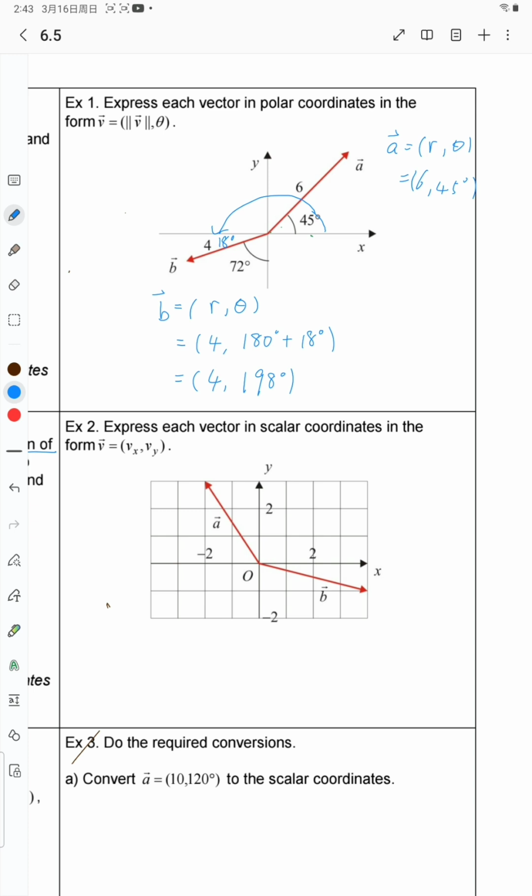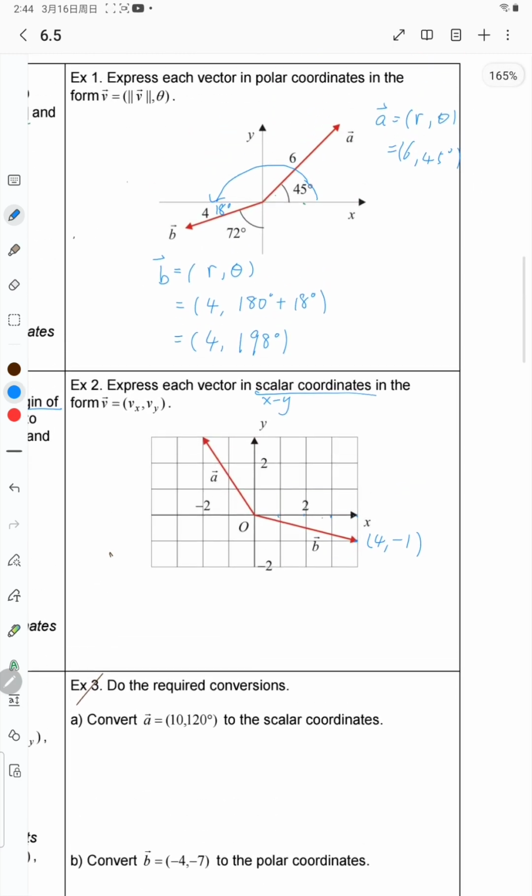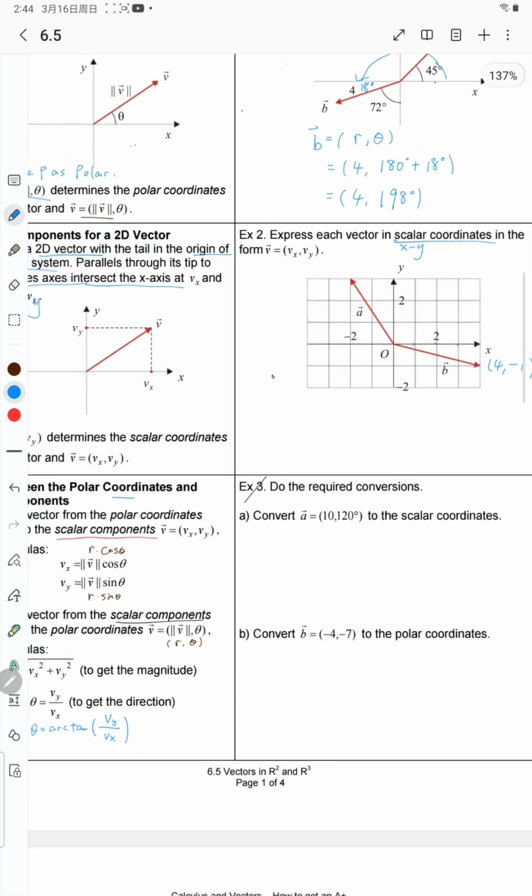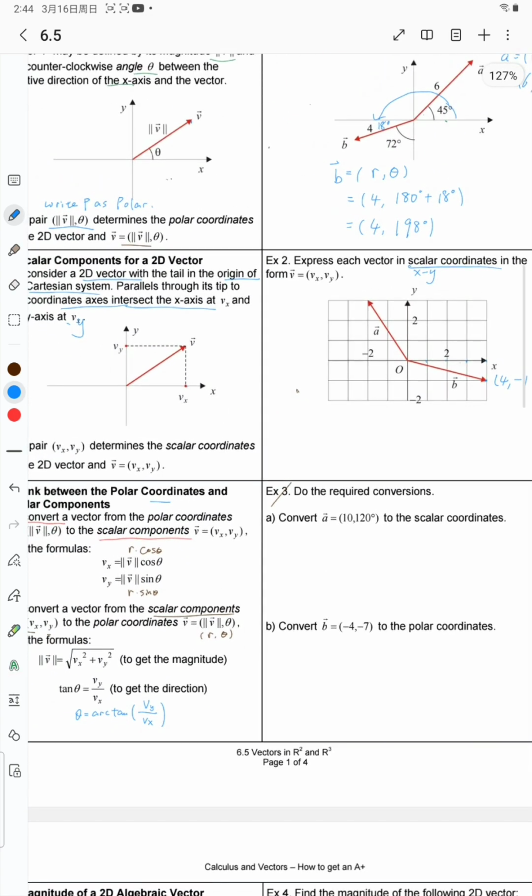And then here is not bad, just the usual scalar. Okay, so it says scalar coordinates. Scalar coordinates here means xy coordinates, right? So we can just count the grids, right? So this is just going to be 4 and -1, right? I'm sure you can write it out and then do the conversions, right? So don't be afraid of this.